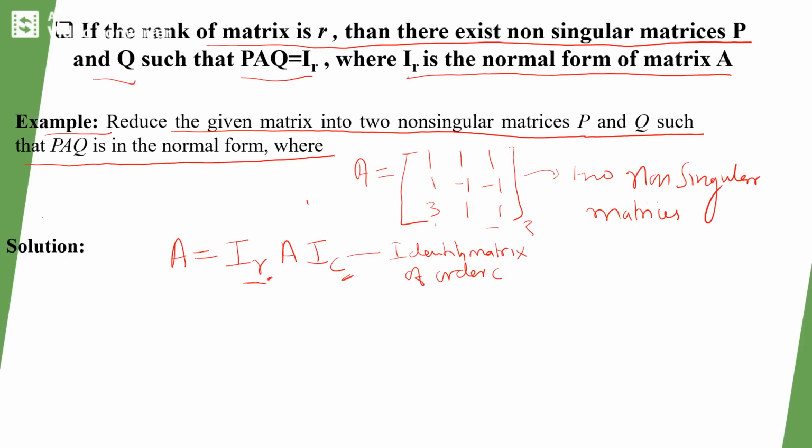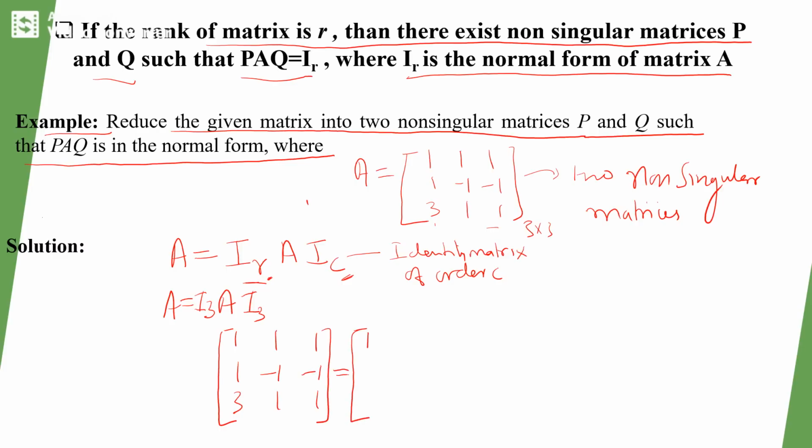So the given matrix has order 3 cross 3. So we write A is equal to I3 A I3. We write the matrix A, that is [1, 1, 3; 1, -1, 1; 1, -1, 1], is equal to, now write the identity matrix [1, 0, 0; 0, 1, 0; 0, 0, 1]. Then write A and write again the identity matrix of order C, that is the number of columns in that matrix A.